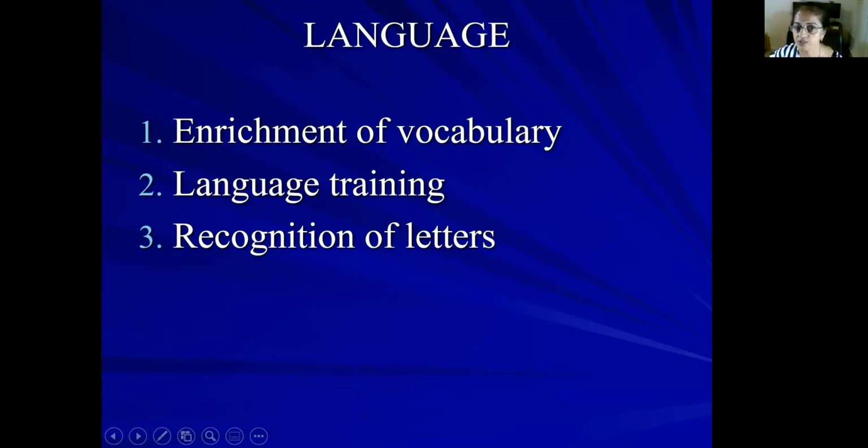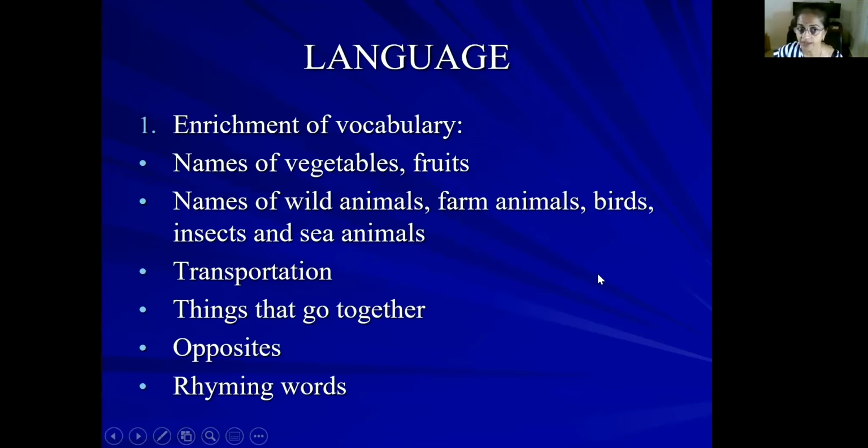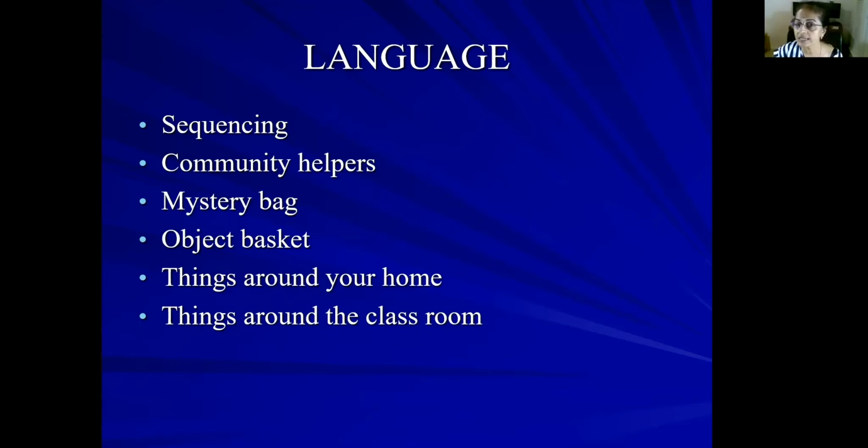Now comes language. Enrichment of vocabulary, language training, recognition of letters. How do we do the enrichment of vocabulary? We have vegetable baskets, we have fruit baskets, we have wild animals, farm animals, birds, insects, sea animals, transportation, things that go together, opposites, rhyming words, sequencing, community helpers, mystery bag, object baskets, things around your home, things around the classroom. These are all the work that is there on the shelf.